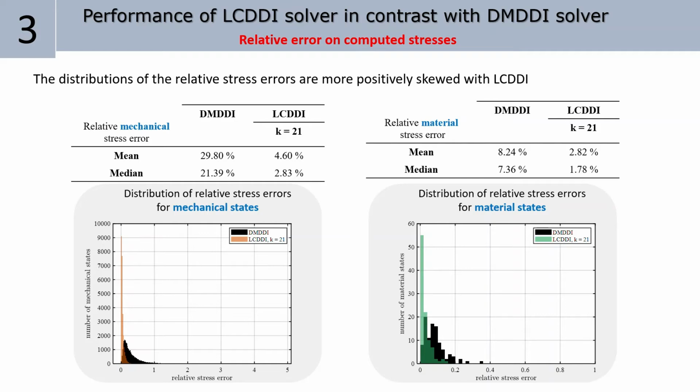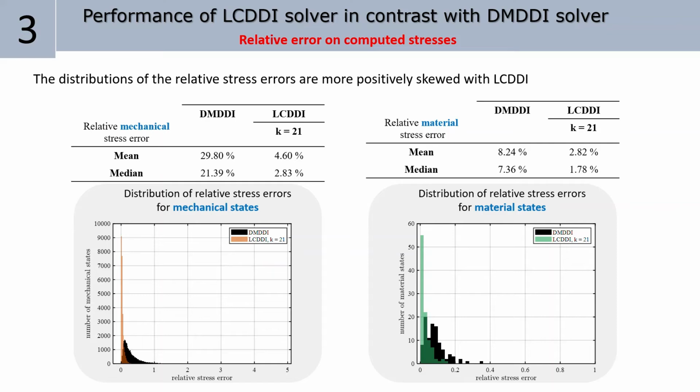And then to evaluate the stress values computed by the solvers, we plotted a histogram of the relative errors on the stresses of both the mechanical and the material states. And we obtained those error values by comparing the solver's outputs with values that we would get using a finite element analysis software. And by looking at the distribution of those errors, we can see that we obtain better distributions with LCDDI.